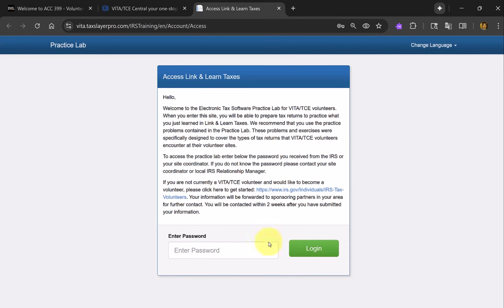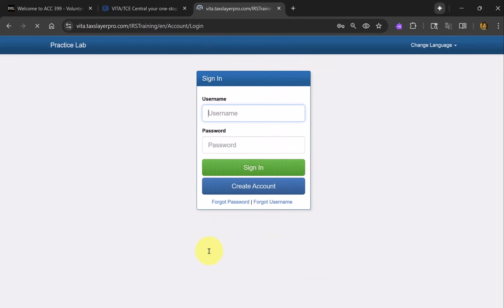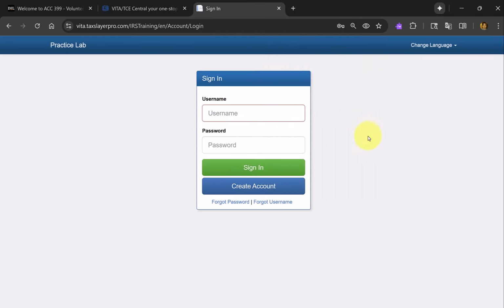And you need to enter the universal password here. I'll eventually tell you what it is by posting it on our class site. So let me enter that. And you need to create your own username and password for Practice Lab. This is not the same account you already have for the VITA tests. That's a separate account. So go ahead and create an account.